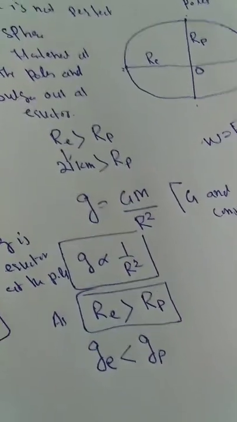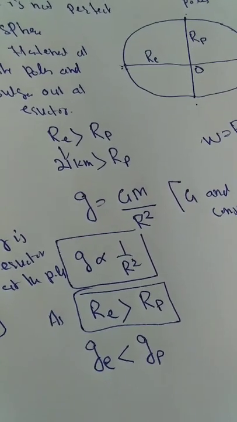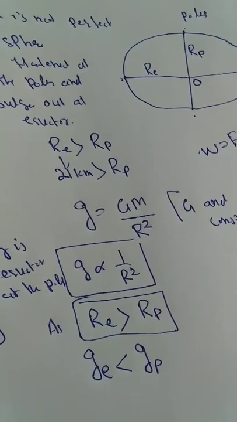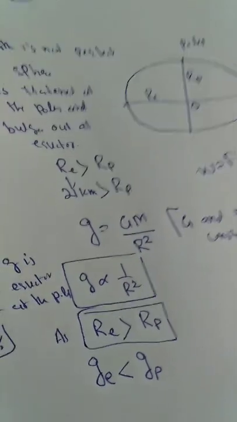I hope you have got it. That means the shape of the earth also affects the acceleration due to gravity. This is all about the acceleration due to gravity.